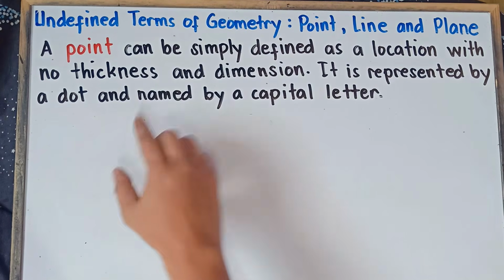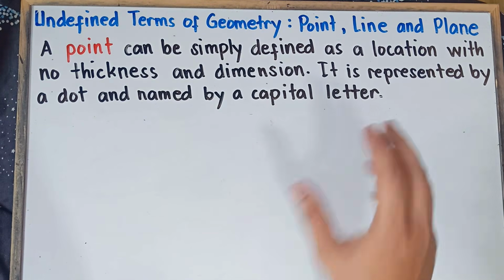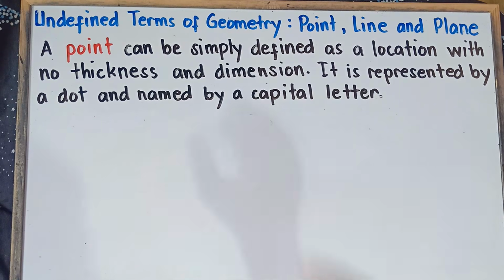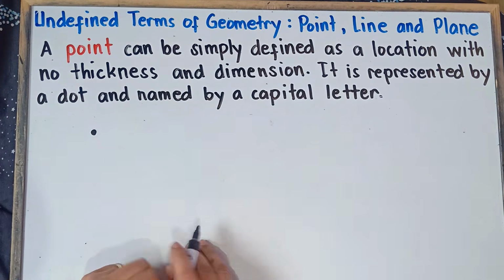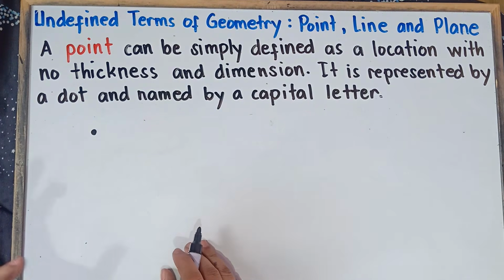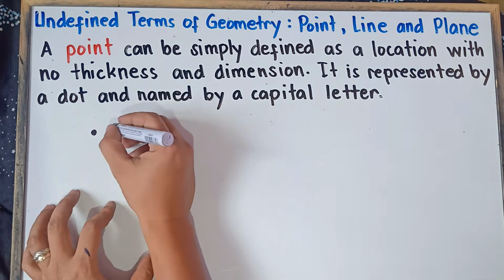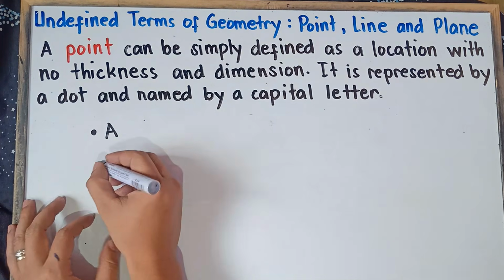Now a point can be simply defined as a location with no thickness and dimension. It is represented by a dot and named by a capital letter. Let's have an example, class. Represented by a dot, we can call this one a point, and then we can name this one using a capital letter. You can choose any letter. Example, point A. So this is point A.